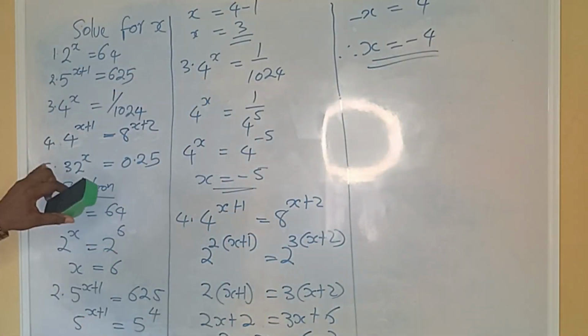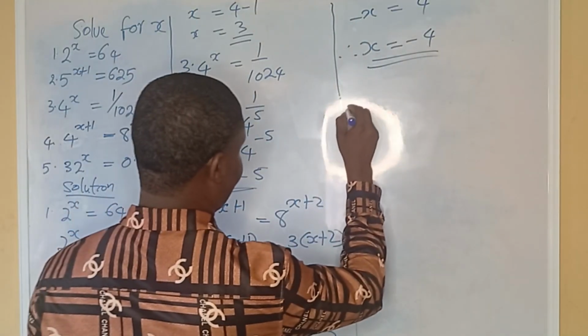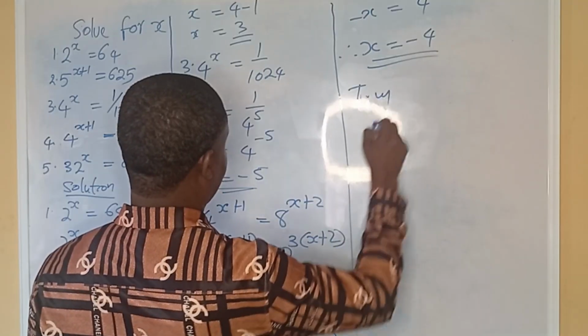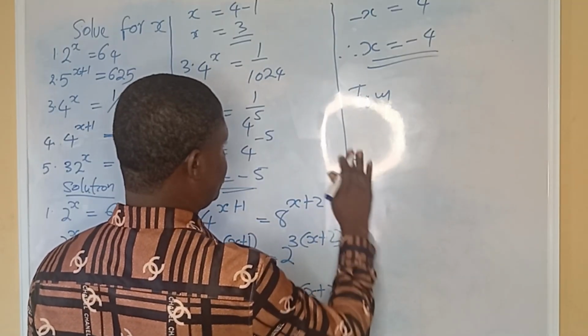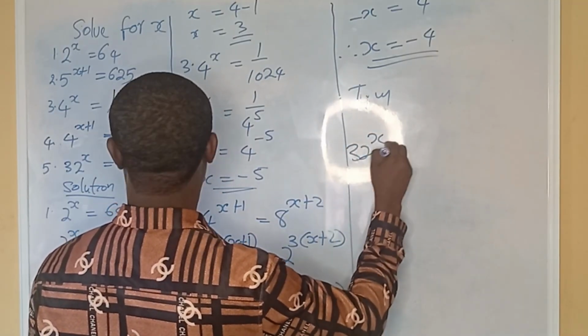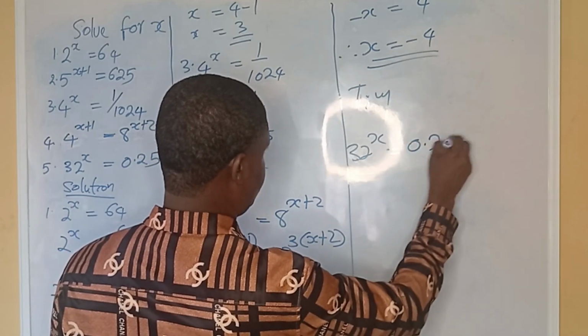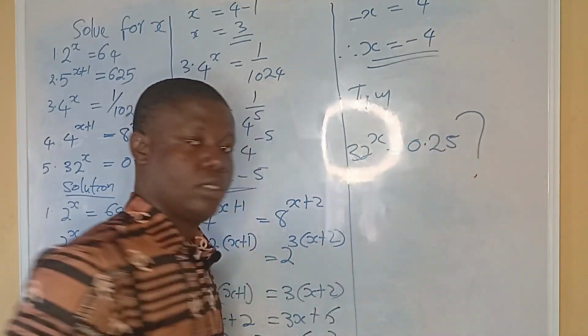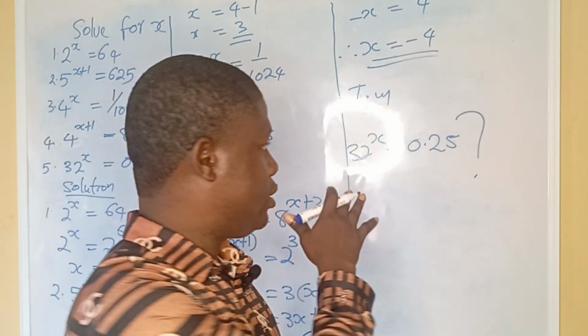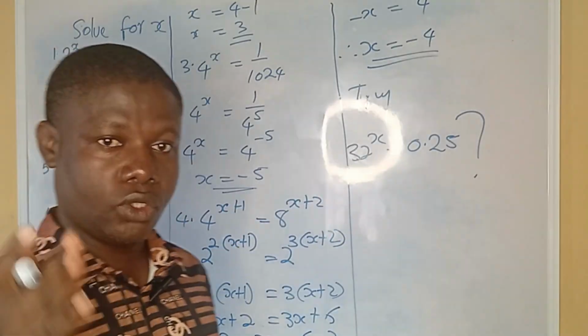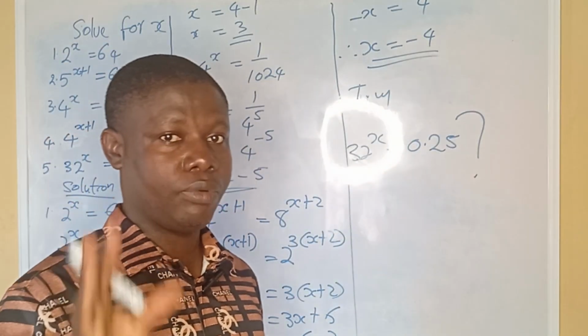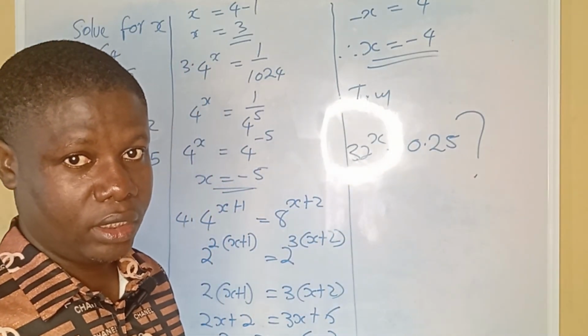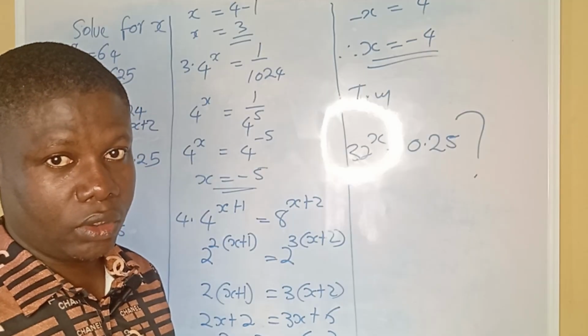So please, I want you to try this last one, which is number 5. We have 32 raised to the power of x is equal to 0.25. Please solve the question and drop your answer in the comment section. I promise to respond to your answers and check if they are correct or not.